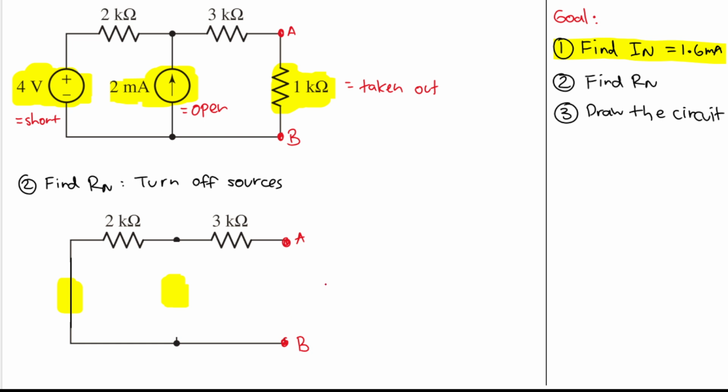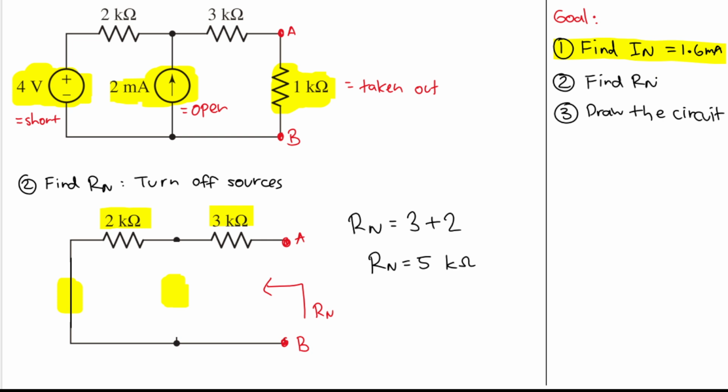And what is Rn? Rn is the equivalent resistance seen from this terminal here. So this is Rn. And how to calculate that? This is just a series resistance, right? So we will have 3 kilo ohm and 2 kilo ohm in series. And how to find out the series resistance? We can just add them up. So I will have Rn is equal to 3 kilo ohm plus 2 kilo ohm. Therefore, Rn here is equal to 5 kilo ohm.